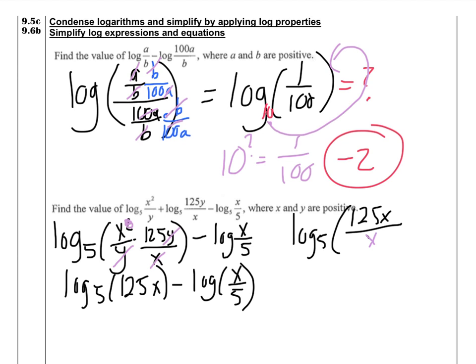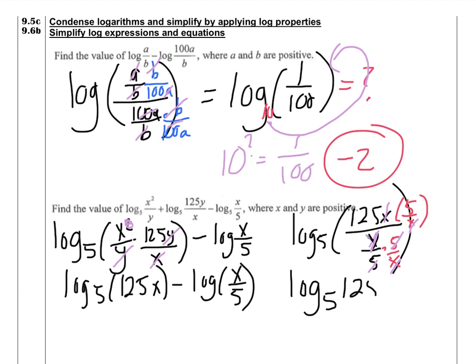Now to get the x over 5 out of there, what we would do is multiply by the reciprocal of 5 over x, and then 5 over x here. When we do that, those cancel, the x's cancel, and what we're going to be left with now looks like log base 5 of 125 times 5 equals something.